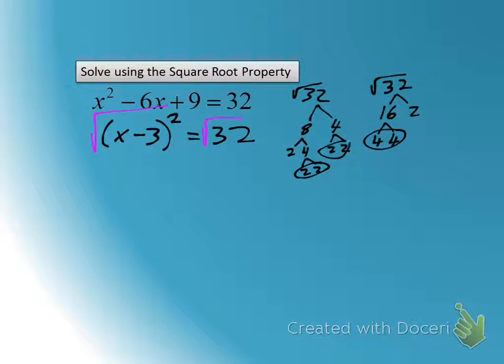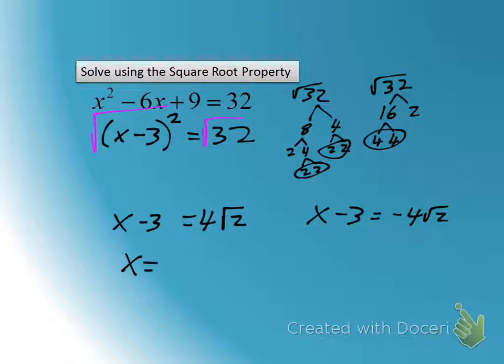But you have 2 pairs of 2s, so when you pull them out, you have a 2 and a 2, and you multiply them together to give you 4. So the square root of 32 goes to 4 radical 2. One positive, one negative. Add 3 over both times, so x equals 3 plus 4 square root 2, and x equals 3 minus 4 square root 2.